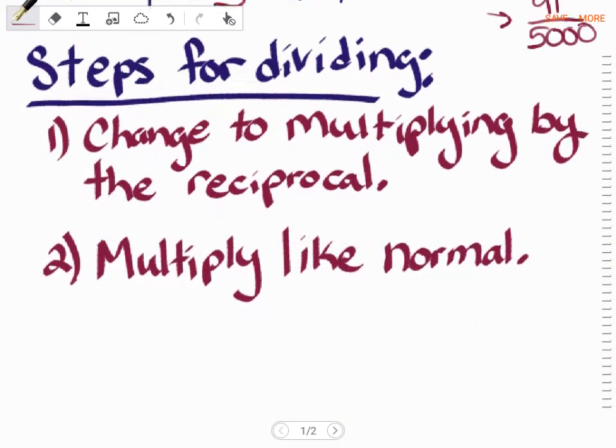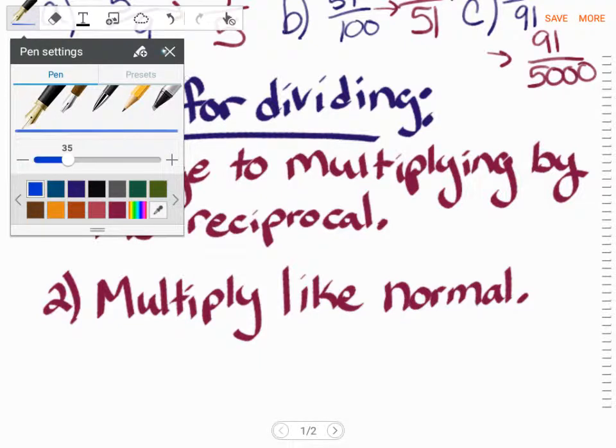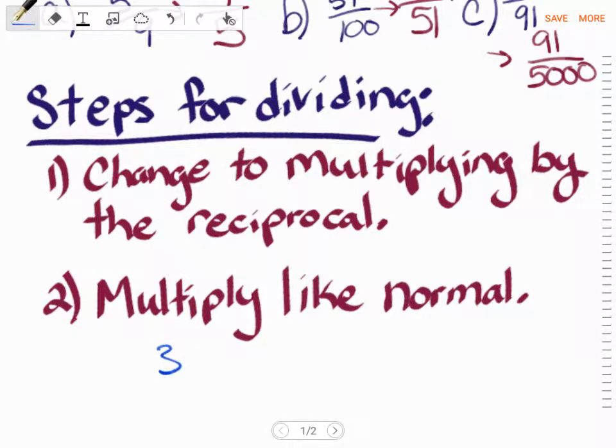So we have some steps for dividing two fractions, and I've got them written down right here. The first step is to change the problem. Instead of division, we're going to change it to multiplying the first fraction by the reciprocal of the second fraction. So all that this means is if I have the fraction 3/4 and I want to divide it by 1/2, my step 1 is to change the problem to multiplying by the reciprocal.